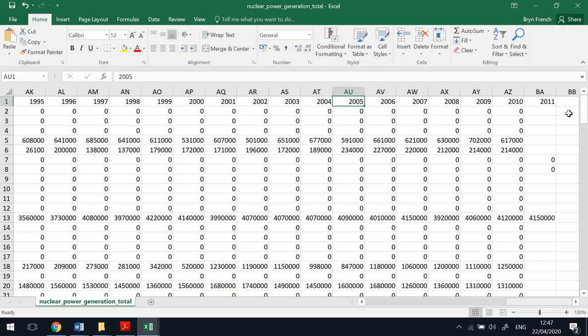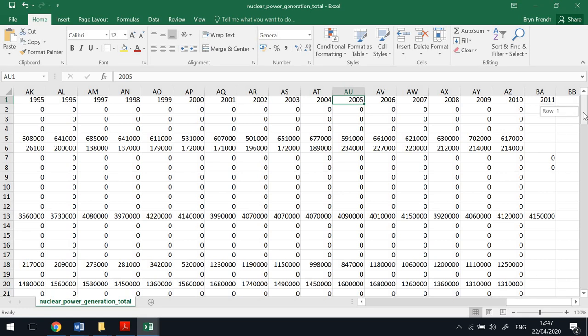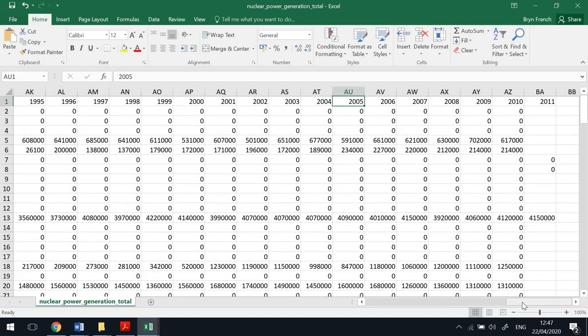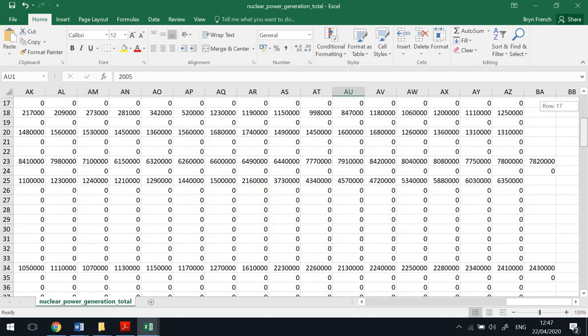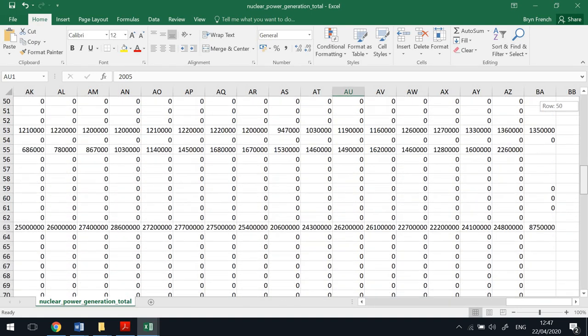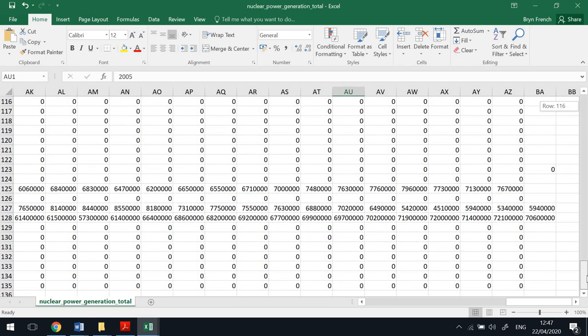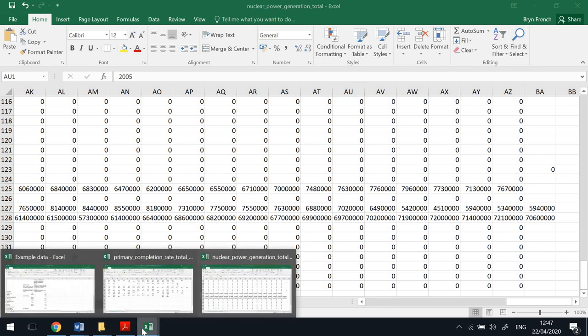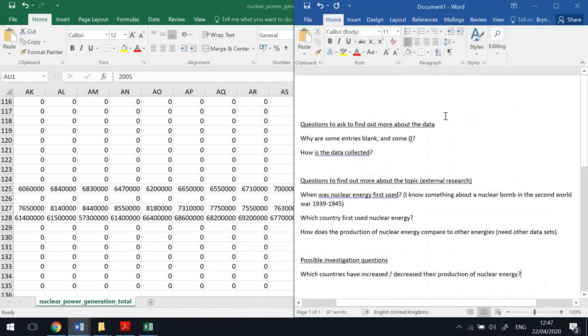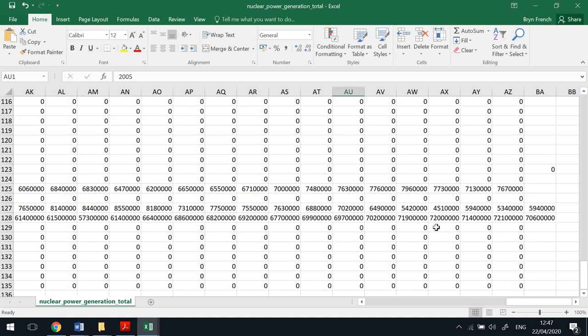So nuclear energy, does every country produce it? Well, I can see straight away, no. There's lots of countries that don't produce it. There's plenty that do. So one question that I could ask myself, how many countries produce nuclear energy? That's one thing that I could calculate. I'm just going to write that down over here. How many countries generate nuclear energy? I've got some other questions there that I'll go back to in a moment.